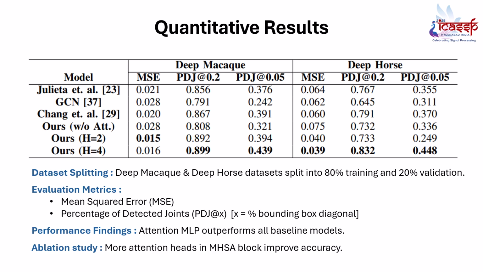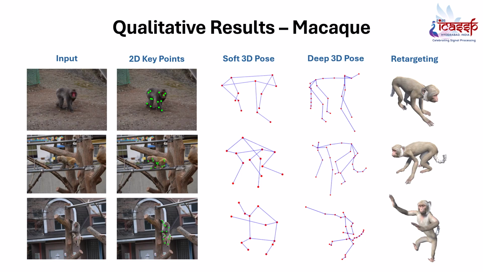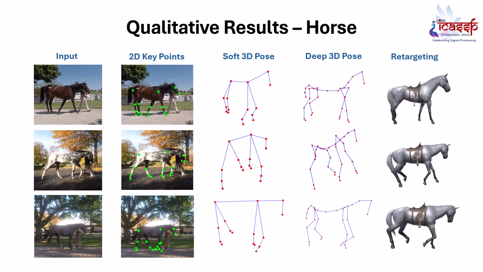Additionally, we conduct an ablation study showing that incorporating attention mechanisms significantly enhances pose lifting quality. Our qualitative results showcase the effectiveness of our approach in lifting 2D poses to 3D and accurately retargeting them onto 3D avatars. As seen in the figure, we visualize the progression of 2D key points to the final 3D pose retargeting.